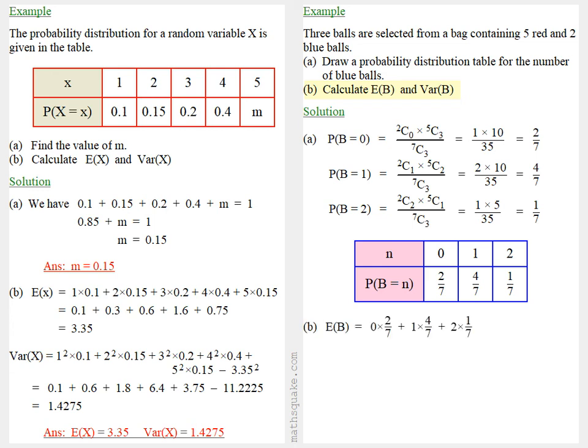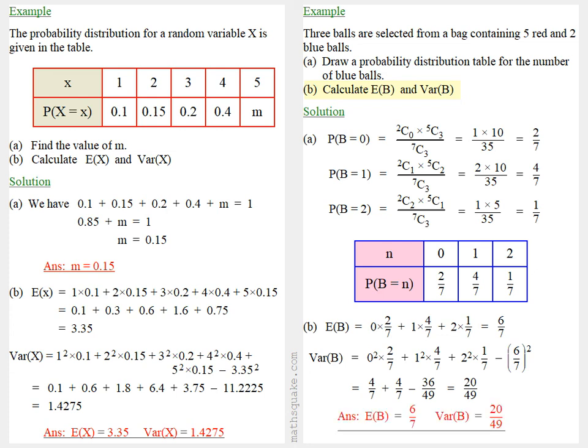Now the expectation is simply the sum of each number multiplied with its probability. So it's 0 times 2 over 7, plus 1 times 4 over 7, plus 2 times 1 over 7, which is 6 over 7. And the variance is 0 squared times 2 over 7, plus 1 squared times 4 over 7, plus 2 squared times 1 over 7, minus 6 over 7 all squared, which gives us 4 over 7 plus 4 over 7 minus 36 over 49, which is 20 over 49, and so we have an expectation of 6 over 7 and a variance of 20 over 49.